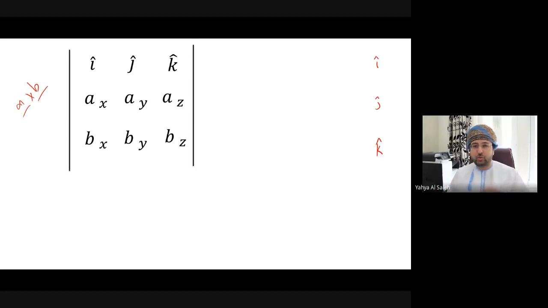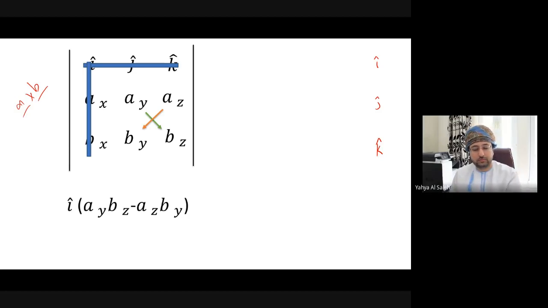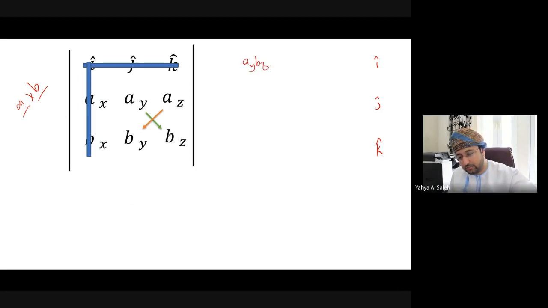Now, what are the actual components? How do I calculate them? Well, let's say I want to calculate the components for I. What I do is I hide the existing components for I. So I hide the title and I hide the I, like this. I am left with 4. What I do is I do an X: AY BZ minus AZ BY. I'll write it down. AY BZ minus AZ BY.